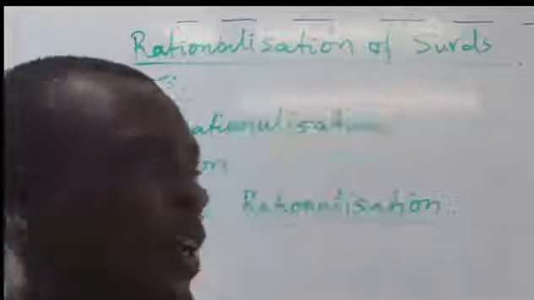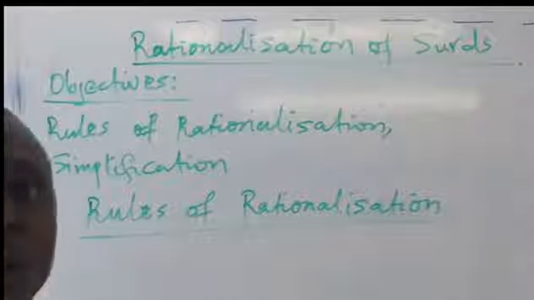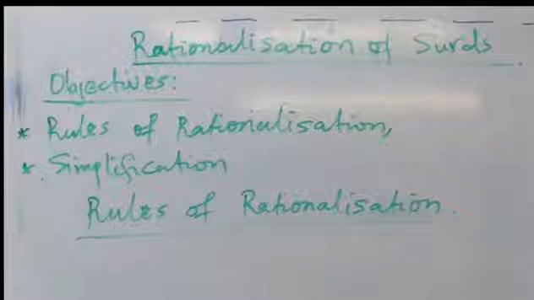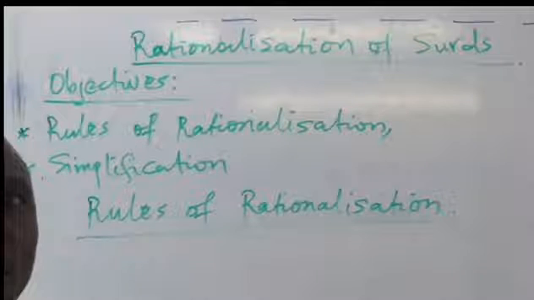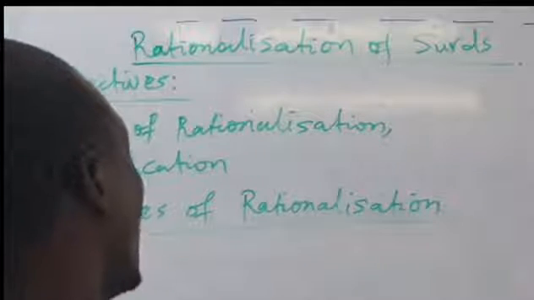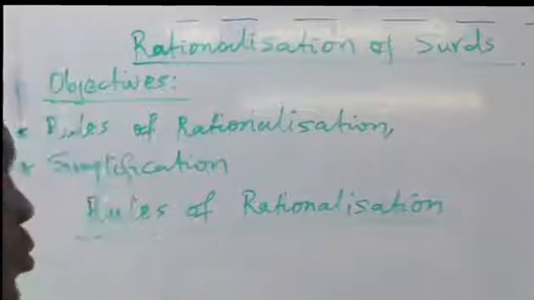Under rules of rationalization, what do I mean by rationalization? It is to make the denominator of the surd a non-surd figure, or to make it a rational number, making the denominator a rational number. That is the meaning of rationalization. And to do that, we have some rules to follow.